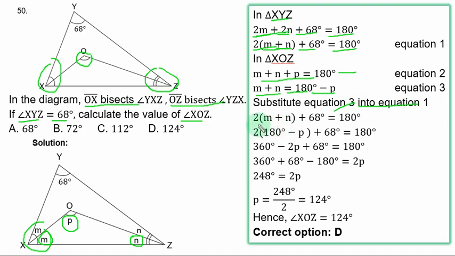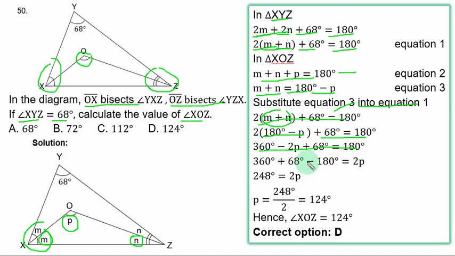So this is equation 1. And from equation 3, you have M plus N equal to 180 degrees minus P. In this form, you have 2 bracket open, 180 degrees minus P, bracket close, plus 68 degrees equal to 180 degrees. You open the bracket and you have this expression.